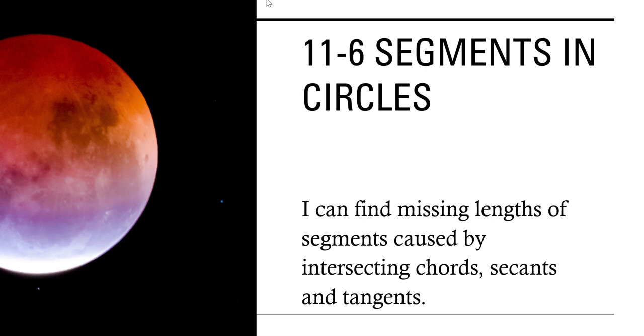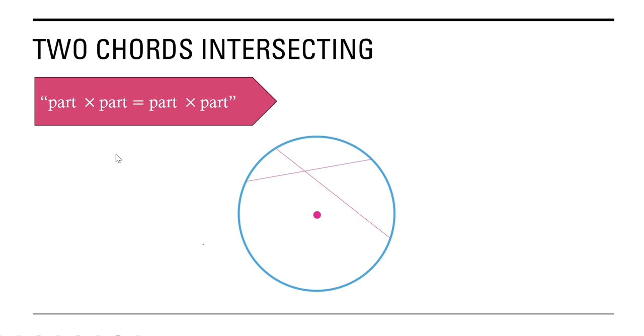11.6 is about finding segments in circles. So we're moving away from finding angles and arc lengths, and we're moving towards finding how long segments are. We have 3 different cases for this situation as well. And just remember that these formulas are on your note sheet. I just want you to understand what they mean.